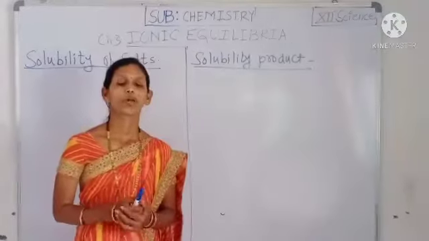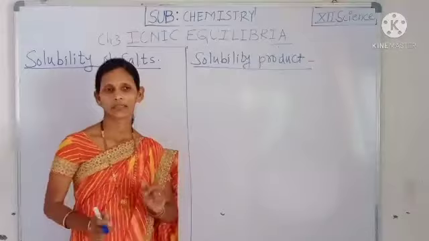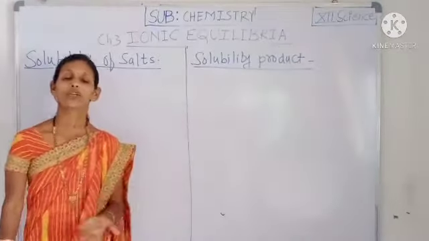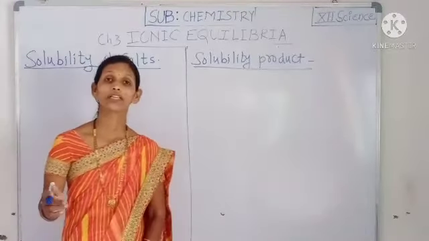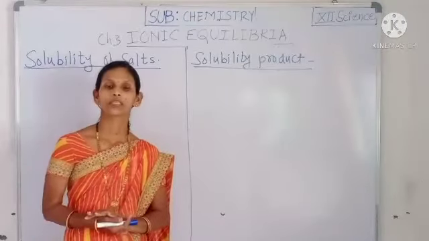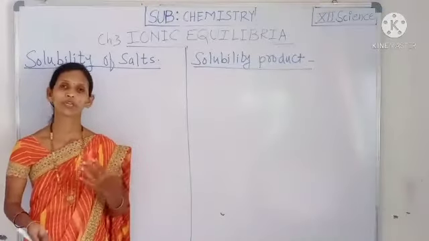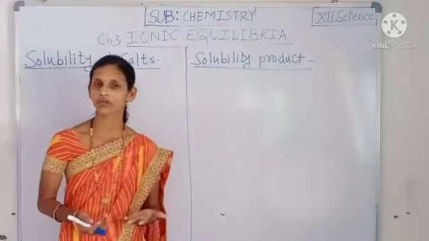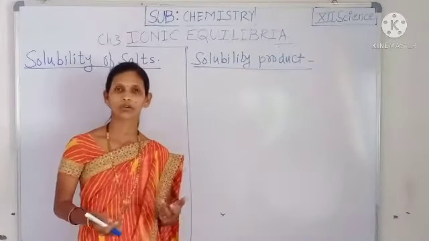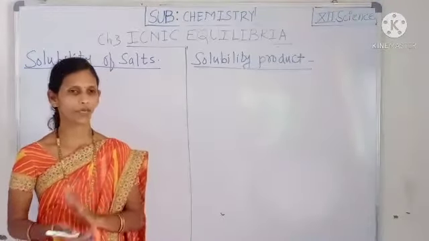Then one more concept we will discuss, that is, solubility of salts. We have discussed the different types of salts and the nature of these salts. There are generally 4 types of salt, that is, salts of strong acid and strong base, salts of strong acid and weak base, salts of weak acid and strong base, and salts of weak acid and weak base.